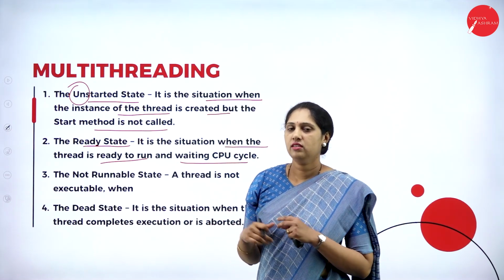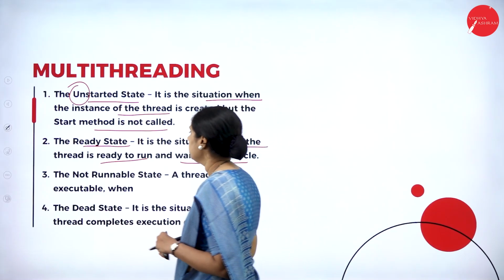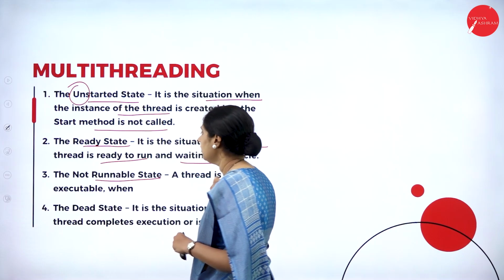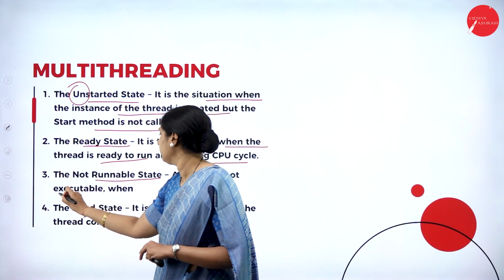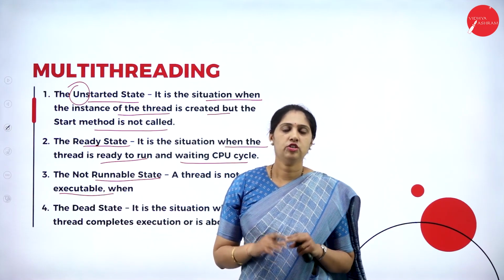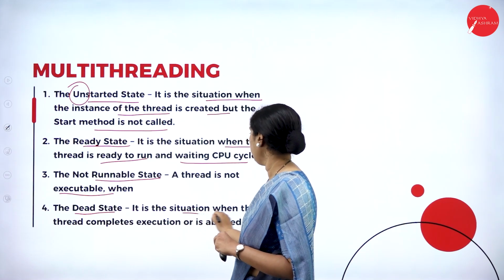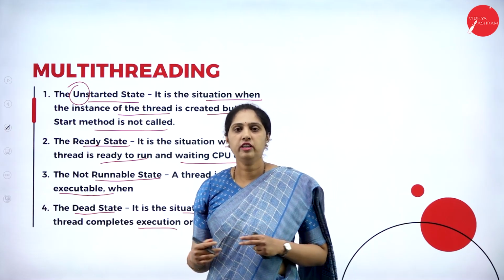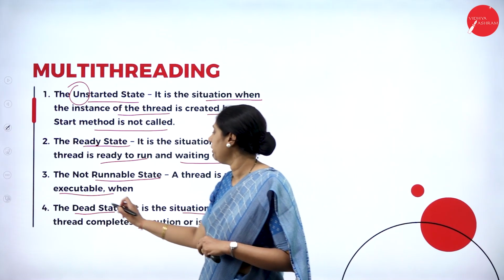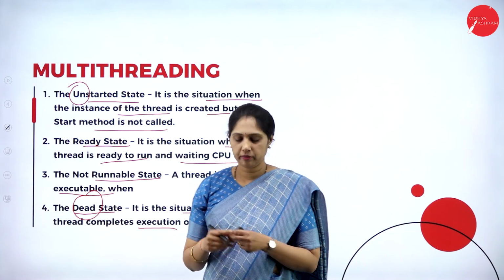We already know that the thread example is used in the OS, the operating system. Next, the not runnable state. Not runnable means it is not executable. And last, the thread should be dead. That is the dead state. It is the situation where the thread completes its execution. When it has completed the execution, it will be in the dead state, or you can say aborted. Aborted is nothing but stopped. So by this we complete threading.